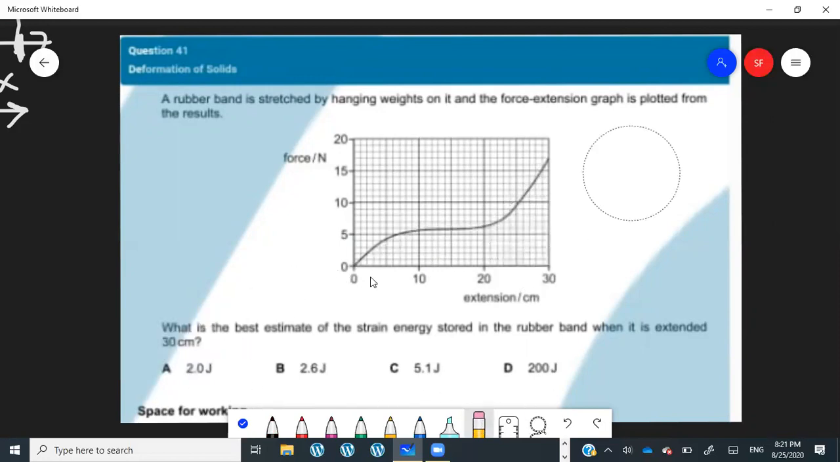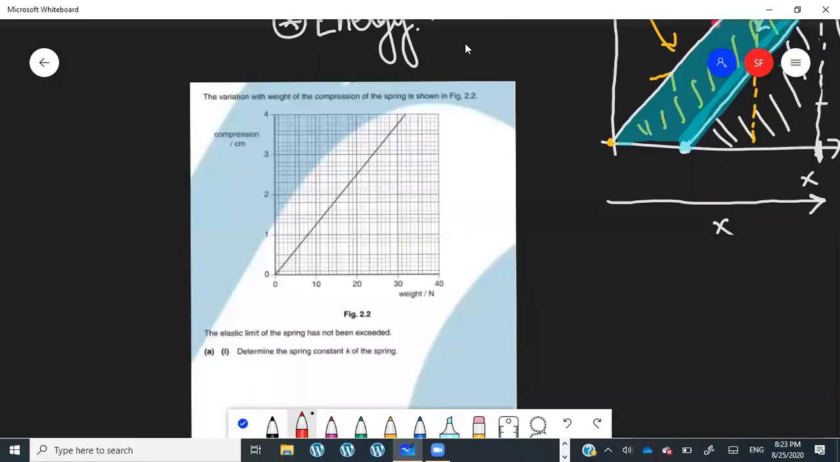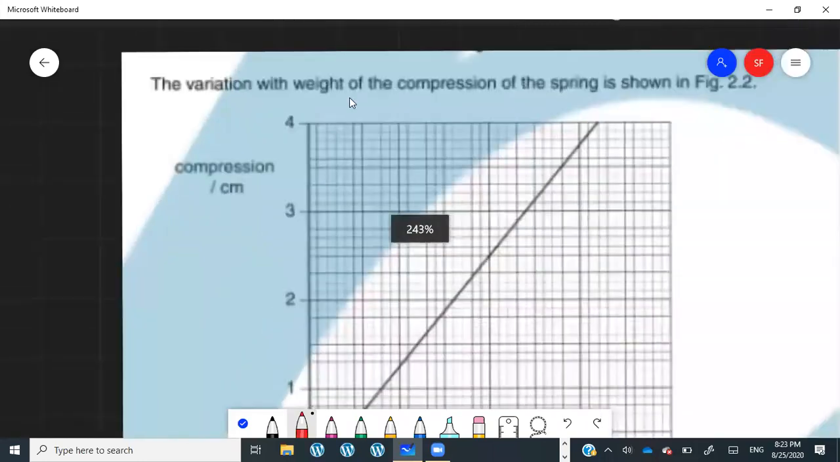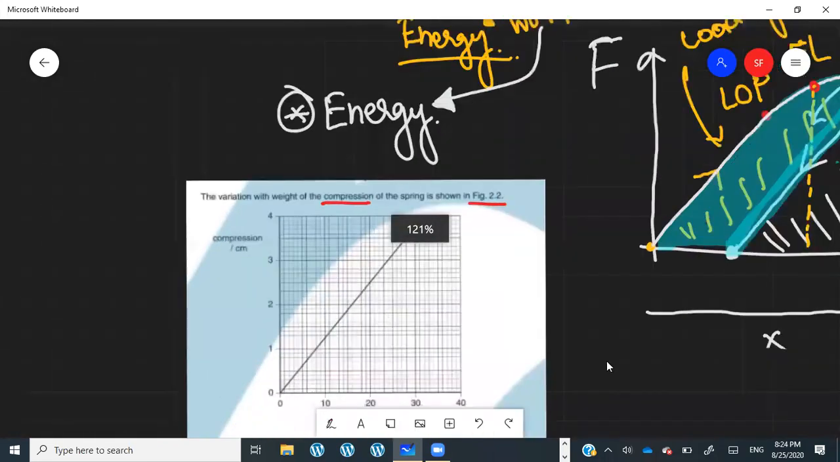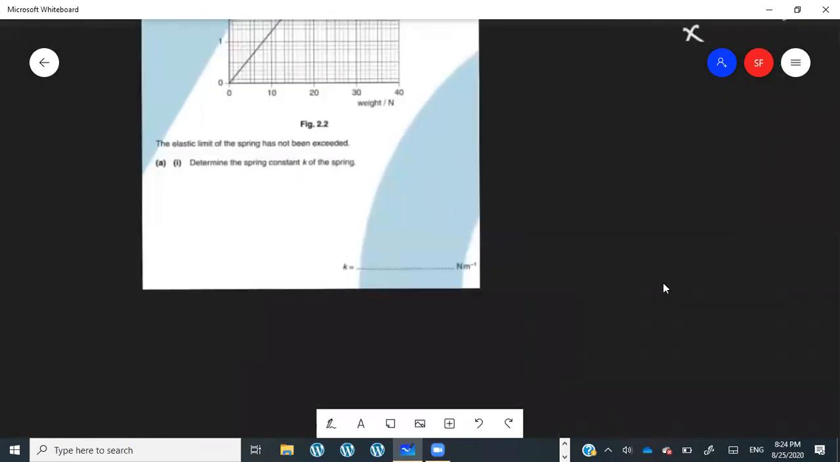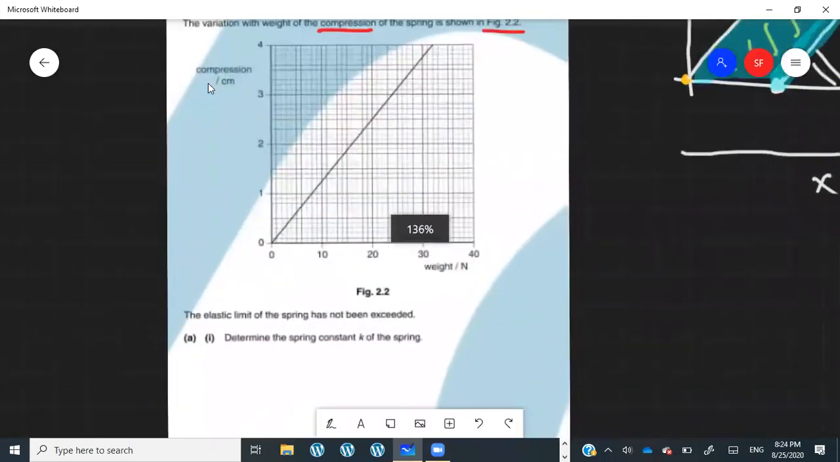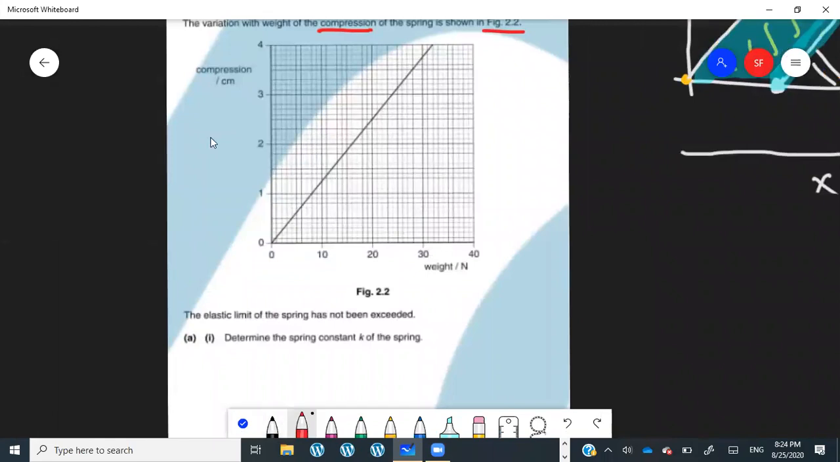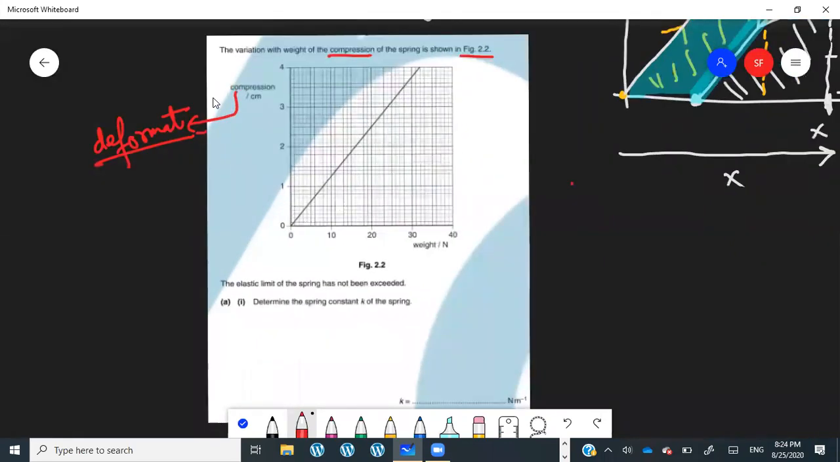Get it? Now, apart from this, there is a second question. Basically, this was a question which says that the variation with the weight of compression of a spring is shown in figure 2.2. So basically this is compression against weight. Now compression is actually the reverse of extension, but it is still deformation. Why am I still calling it deformation? Because it is still changing shape, it is still changing length. So the formulas of extension will be applied over here as well.